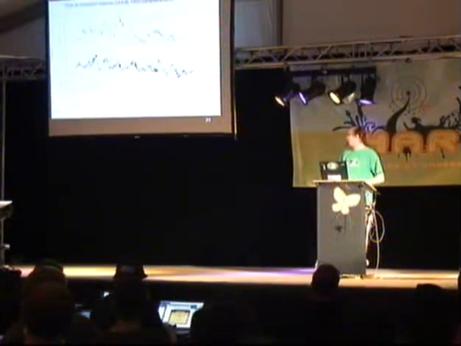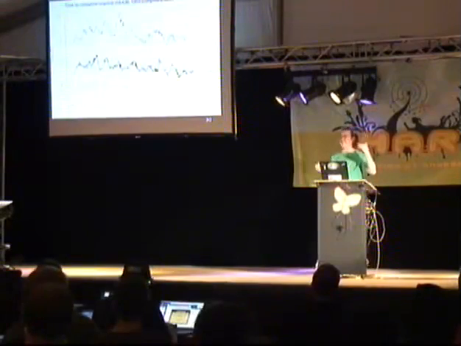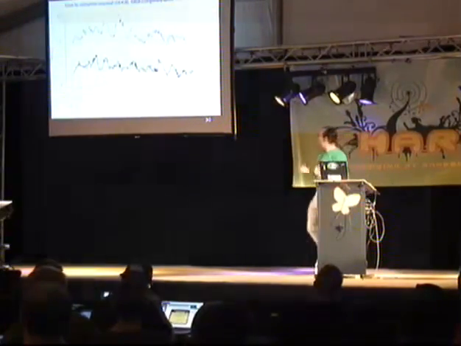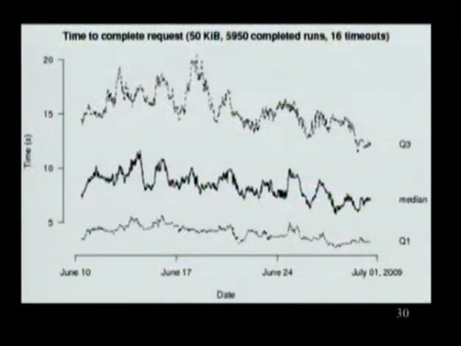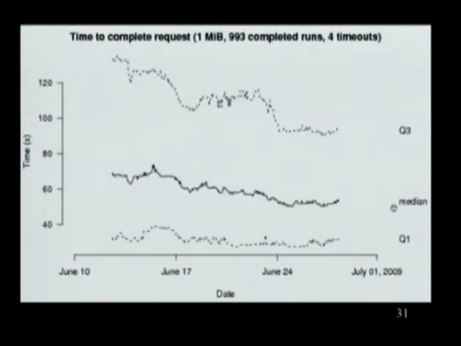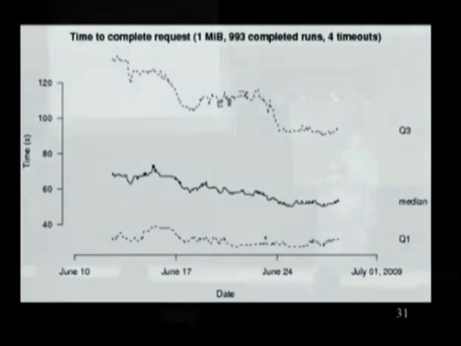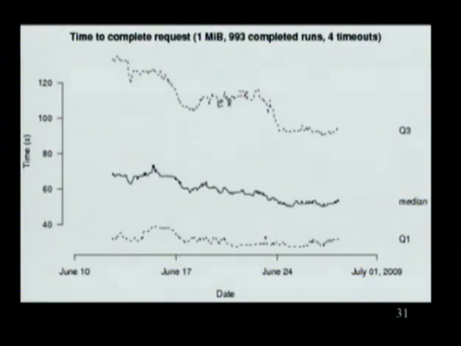So here's the same map of the latency of fetching this 50 kilobyte file over time from June 10 to the end of June. And the latency starts out around 10 seconds, and then it ends up around 7 seconds. So actually, yeah, Tor does get faster if you add more capacity. And now we're looking at the same thing for the 1 megabyte file, where it starts up here at 70 seconds or something, and it goes down to 50 seconds. So maybe it is a really worthwhile thing to do to add more relays.